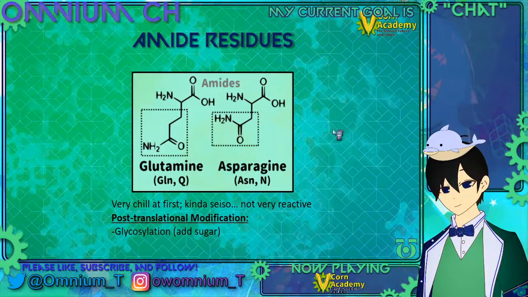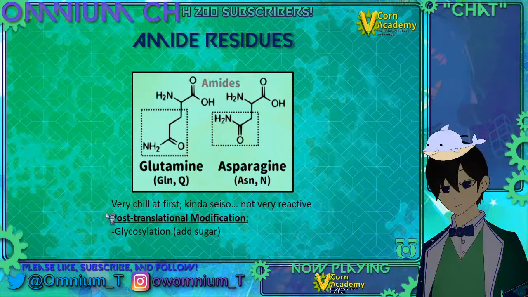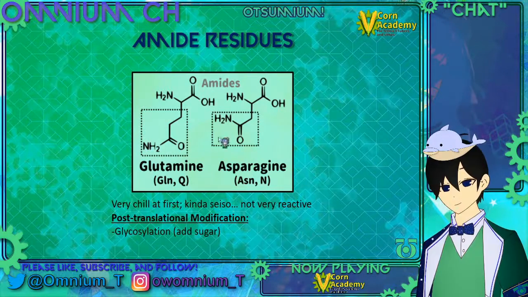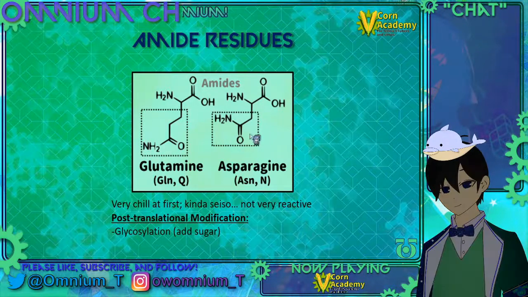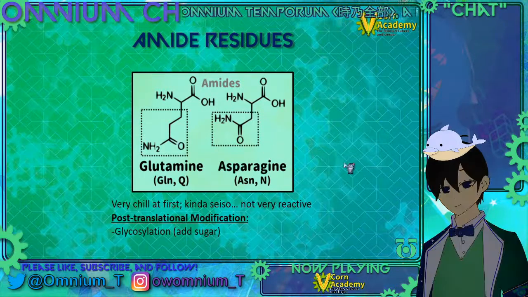Next are amides. These guys are kind of stable, but also reactive, though not very reactive. Of course, you can do glycosylation, which I talked about earlier. It's mainly because of this group right here, the CONH2. That group is really stable. So you have asparagine and glutamine. Glutamine is just a longer version of asparagine. You have one more carbon. That's it.